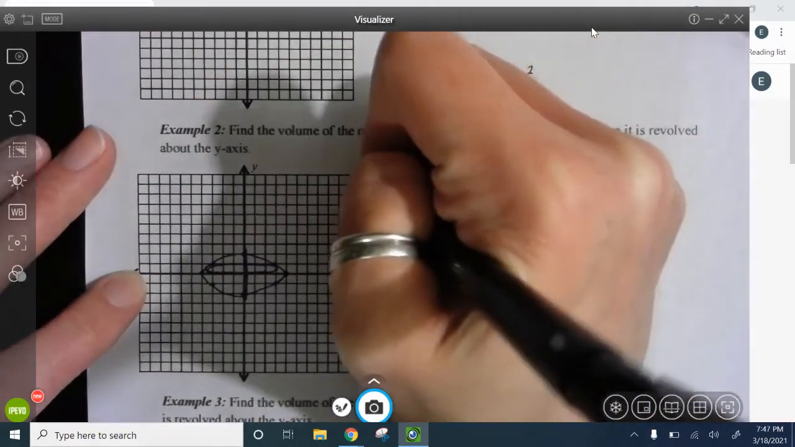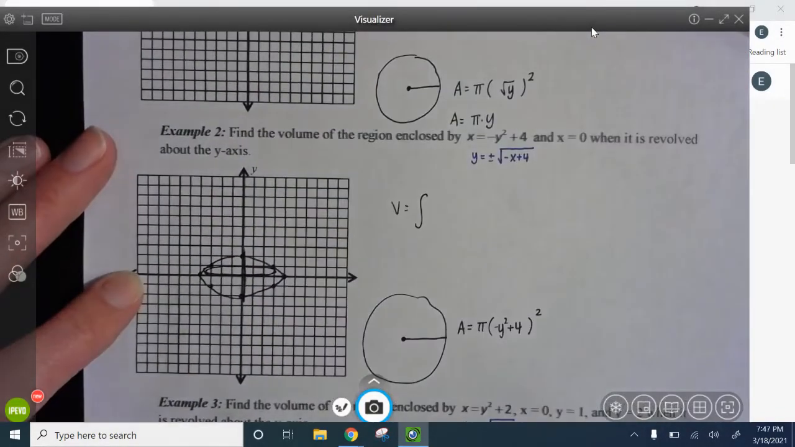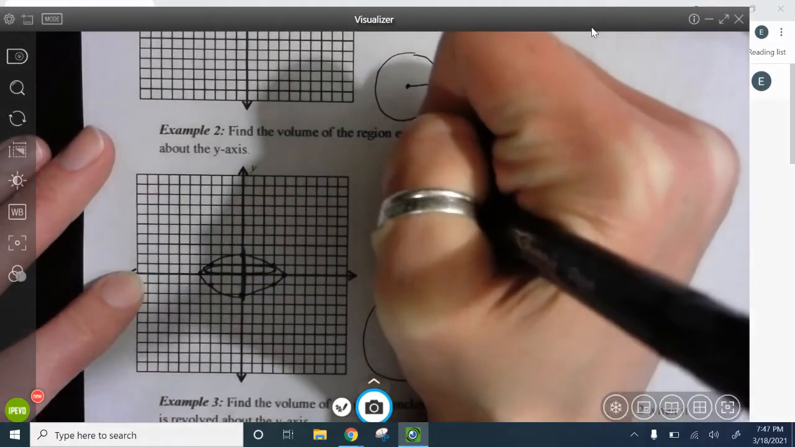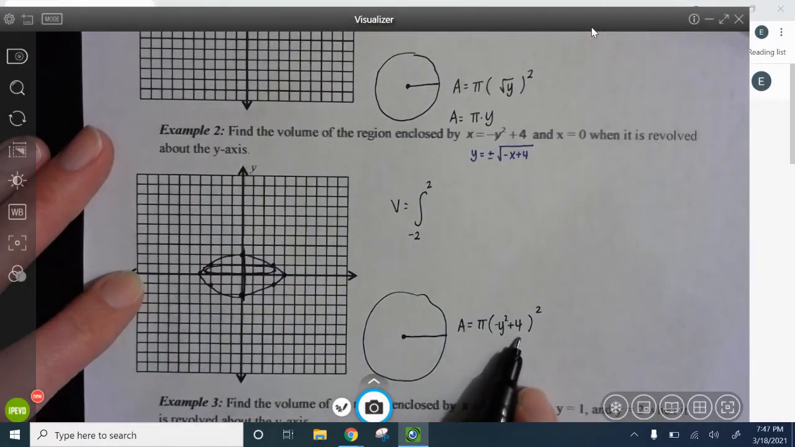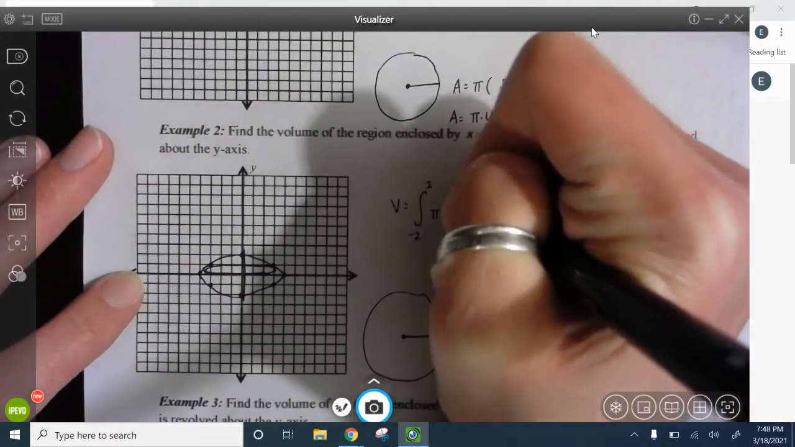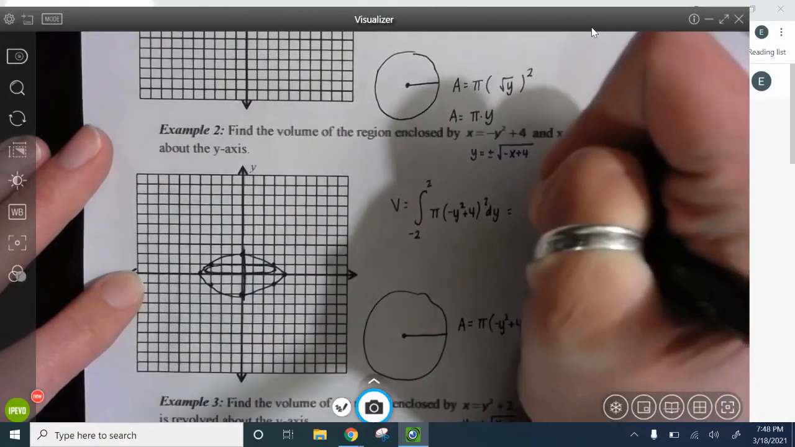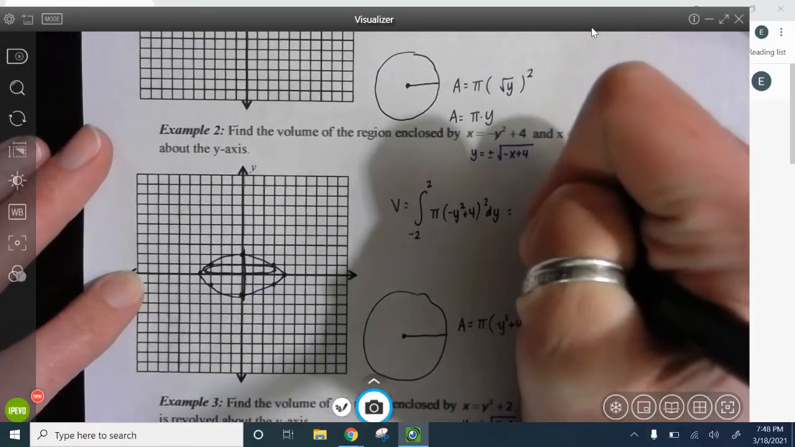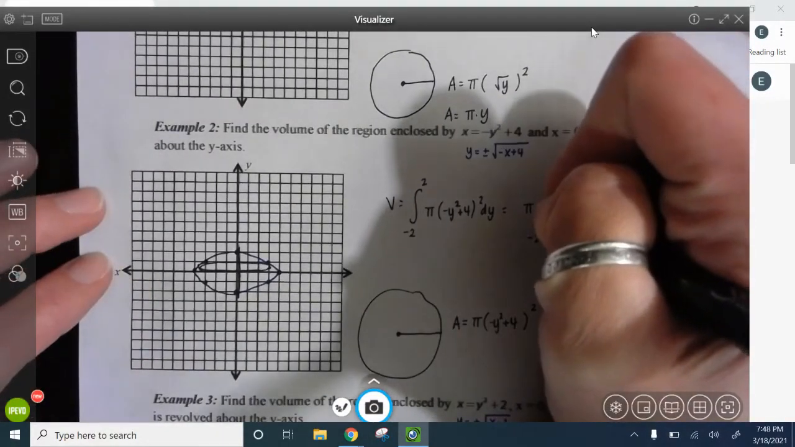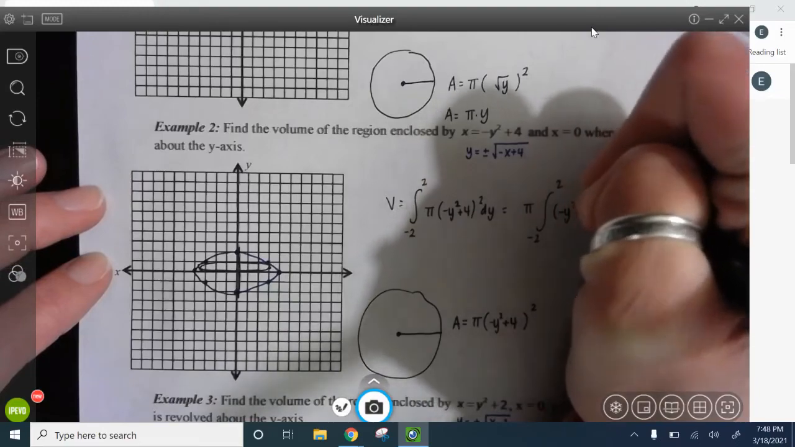I'm just going to go straight to my volume. And if we're thinking about what the y values are here, the y value is actually going to be this minimum point of -2 to this maximum point of +2. And then I'm going to go ahead and plug in the area, and then factor out that constant of pi, which you can do in this step if you just kind of get the hang of doing it as you're plugging in everything else. So you don't have to write it out as a separate step every single time.